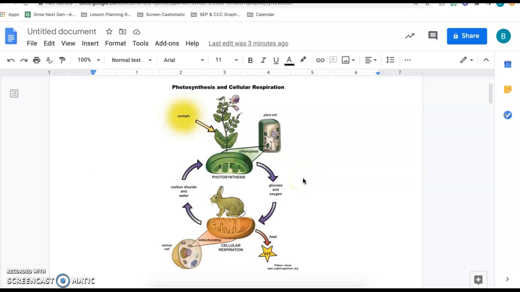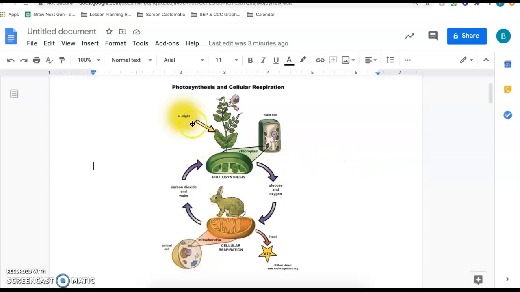Hey guys, I'm going to talk to you about some notes on photosynthesis and cellular respiration. So we've talked about a few things last week, but I just want to go through this picture to help you really understand how the processes interact with each other.